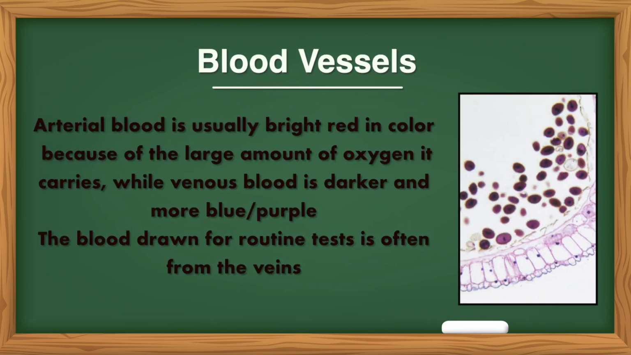Arterial blood is usually bright red in color because of the large amount of oxygen it carries, while venous blood is darker and more blue or purple. The blood drawn for routine tests is often from the veins. Arteries of the systemic circulation contain oxygenated blood, while the veins bring deoxygenated blood containing a high amount of carbon dioxide towards the heart. The reverse is true for pulmonary circulation, since the blood receives oxygen in the lungs, then makes its way back to the heart to be pumped out to the body.